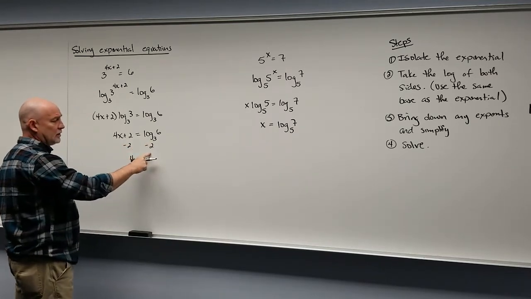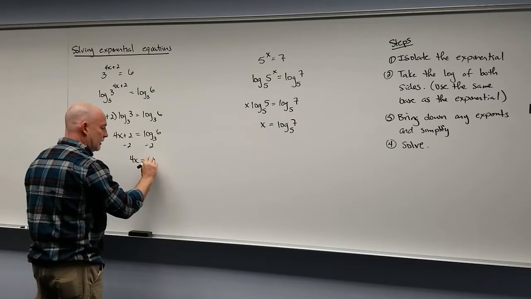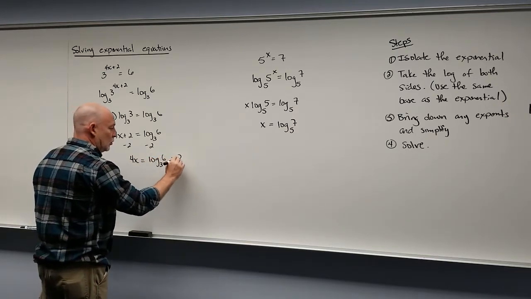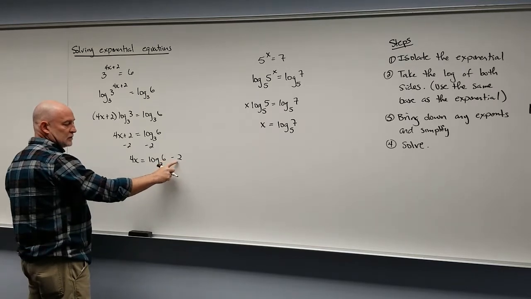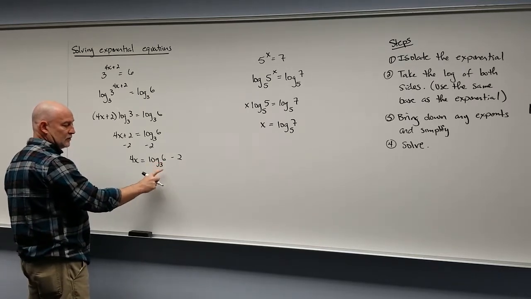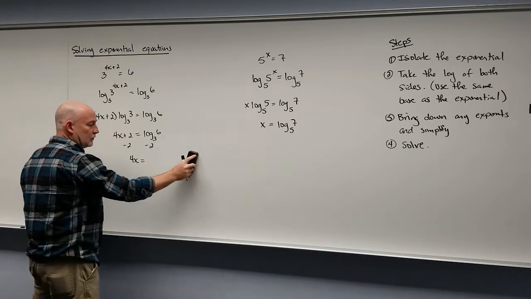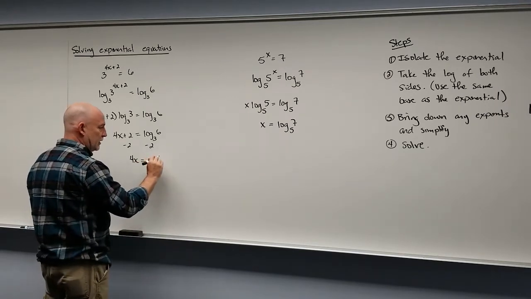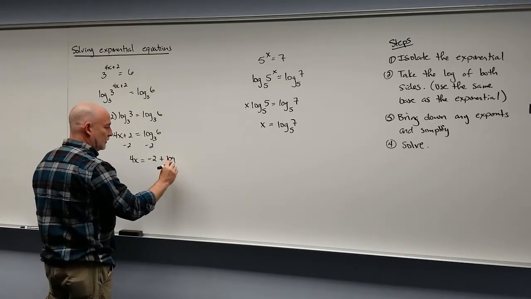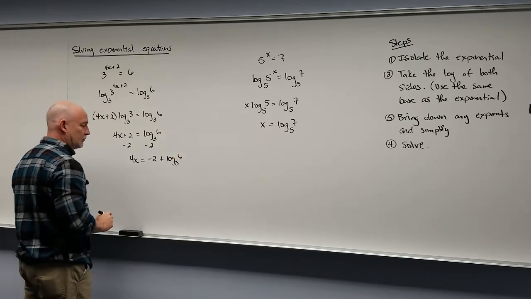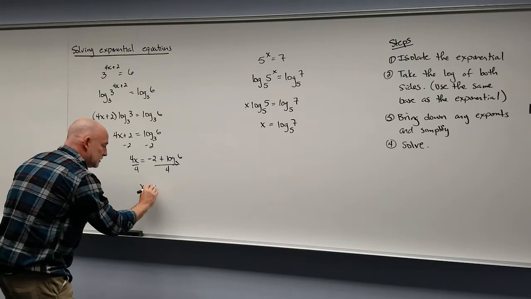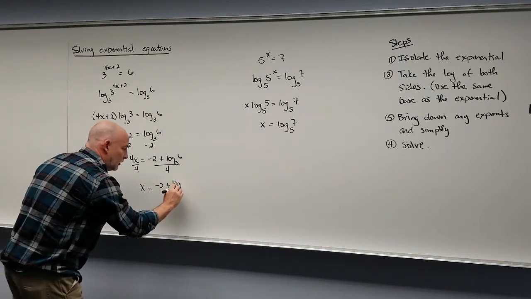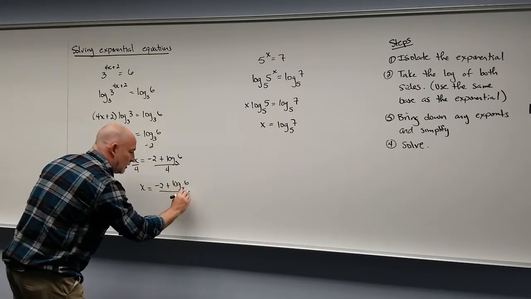Now when we subtract numbers from logs, I'm going to erase this. We generally don't subtract it out here because you tend to do something like 6 minus the 2. Remember, that's not a 6, that's log base 3 of 6. So a lot of times you'll see the numbers written out in front of logs. So that's negative 2 plus log base 3 of 6. Divide both sides by 4. So x is equal to negative 2 plus log base 3 of 6 all over 4.